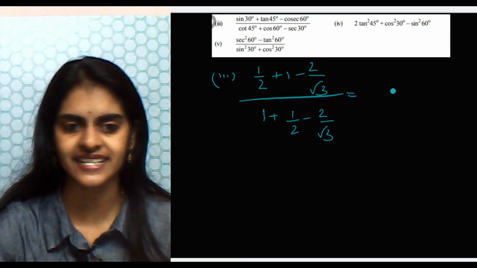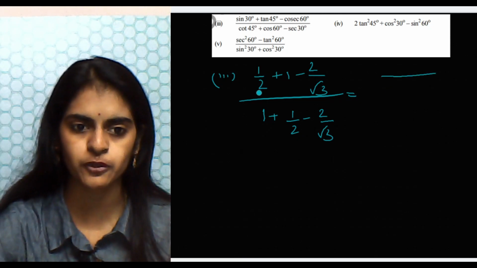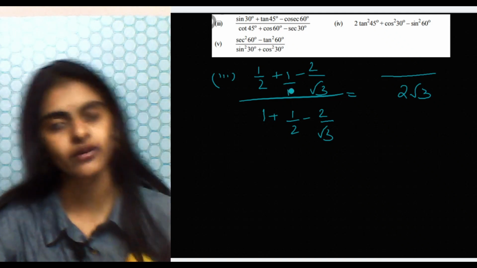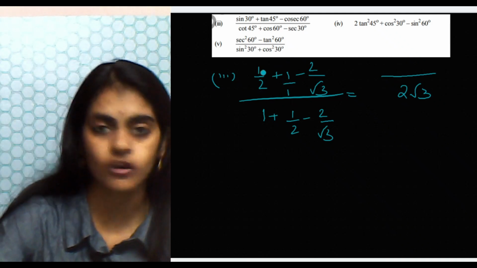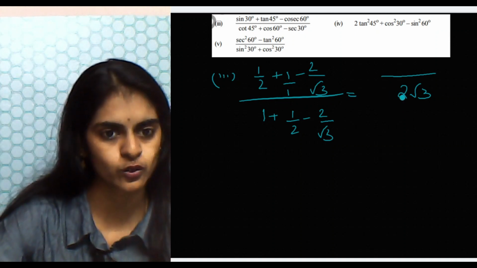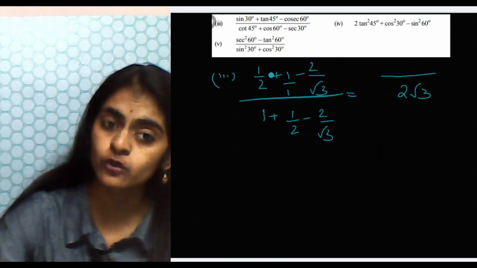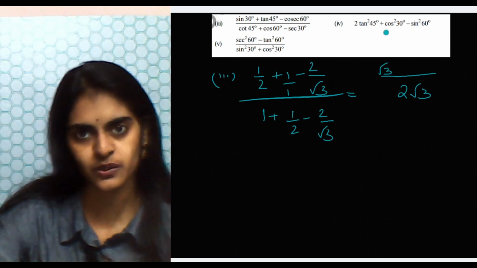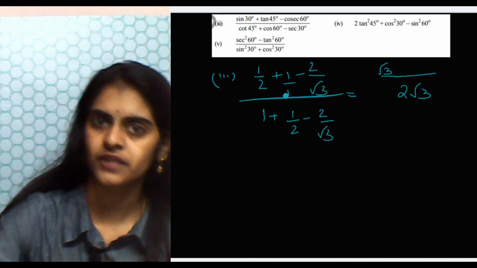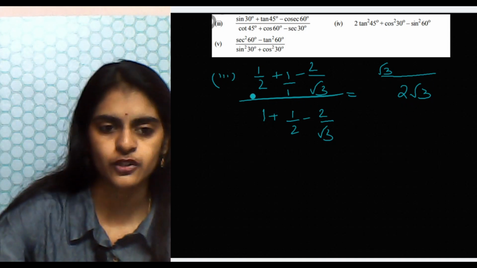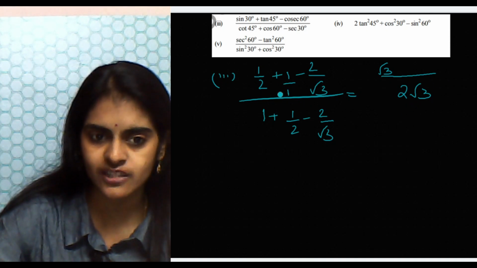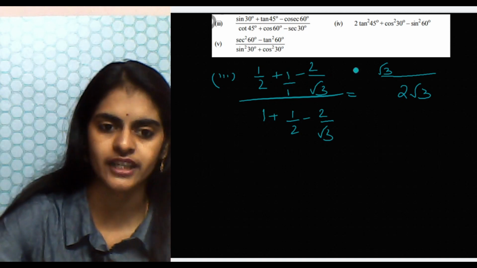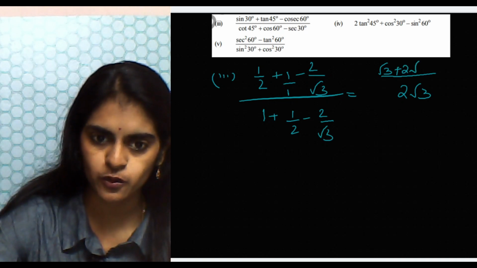So let us take LCM now. Here LCM of 2 and root 3 is 2 root 3. Here 1 you can write as 1 by 1. Here you have denominator 2 and LCM is 2 root 3, so I have to multiply with root 3. Multiplying numerator with root 3, 1 into root 3 is root 3. Now here denominator is 1, here you have 2 root 3, so numerator also will multiply by 2 root 3. So 1 into 2 root 3 is 2 root 3.